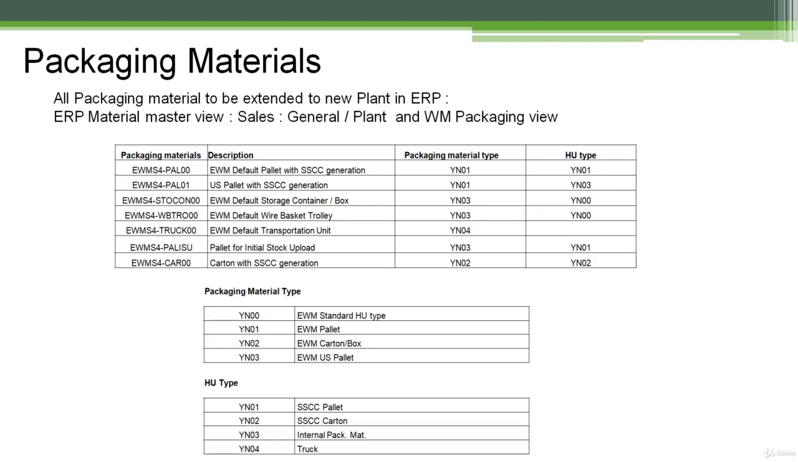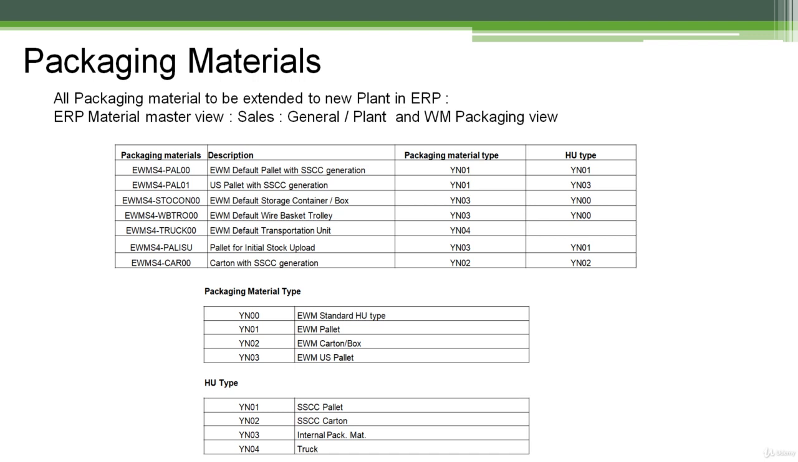Packaging material. We also have several packaging materials that we plan to use for our testing. Some of them are SSCC pallets, some of them are container boxes. We have a wire basket as well. We are going to use yard management for that. We also have a packaging material to create a transportation unit. We will have a separate packaging material for initial stock upload, and a separate packaging material for carton. These are all the packaging materials which are already created in the system.